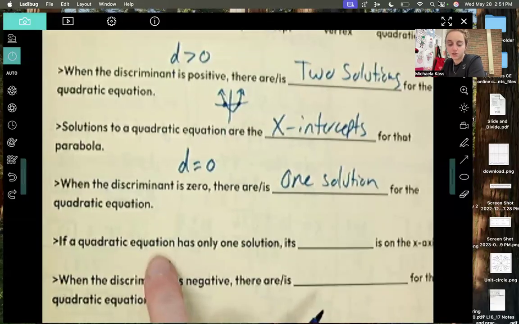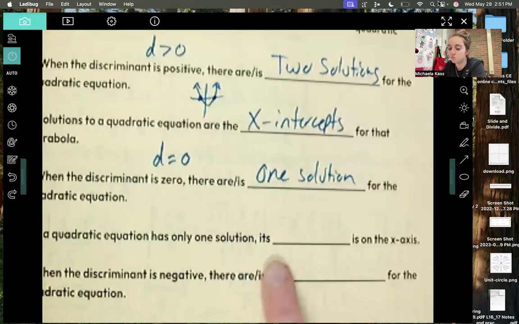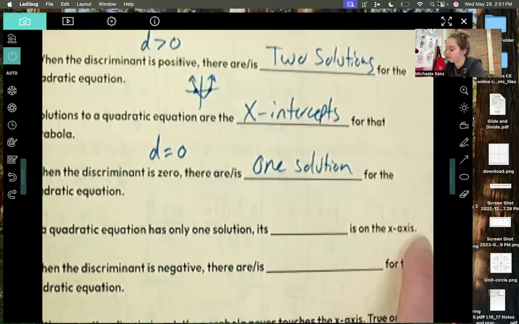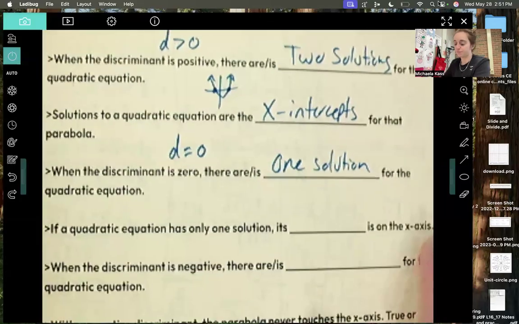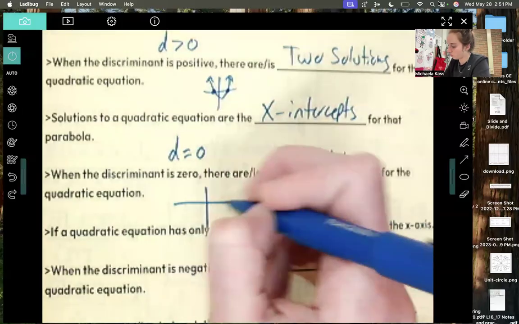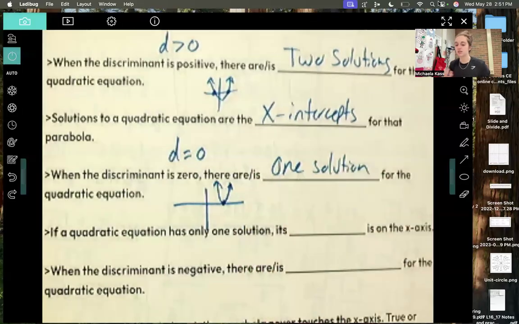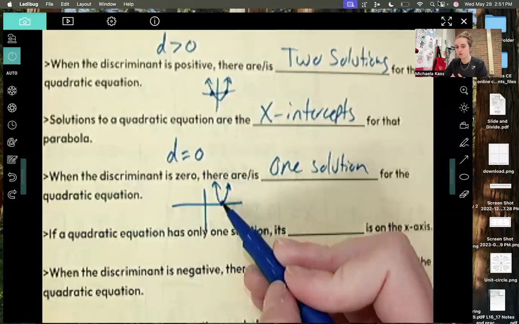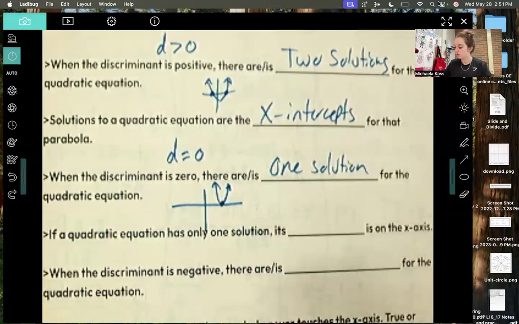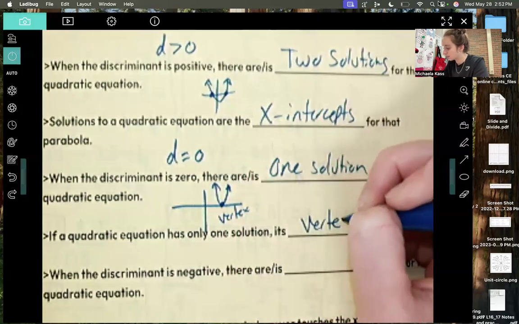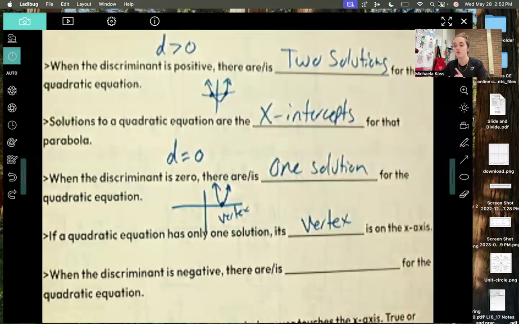If the quadratic has only 1 solution, its blank is on the x-axis. So this one's tricky, okay? If it only has 1 solution, it's going to look like this. We know that's an x-intercept, but that's not what they're looking for. What is this called on our parabola? It's called the vertex. If it touches the x-axis 1 time, that is always going to be the vertex.